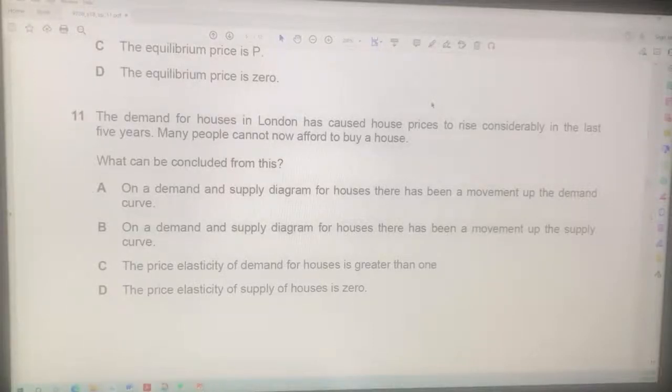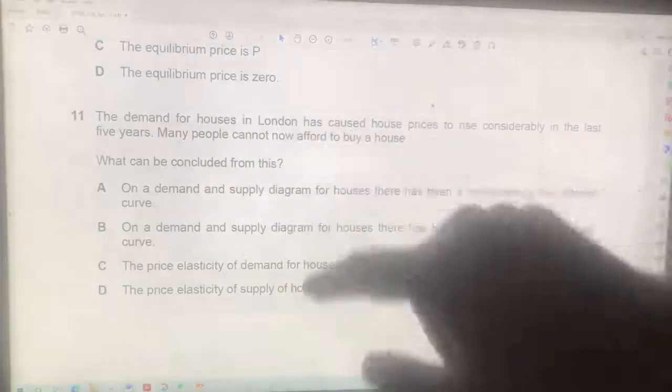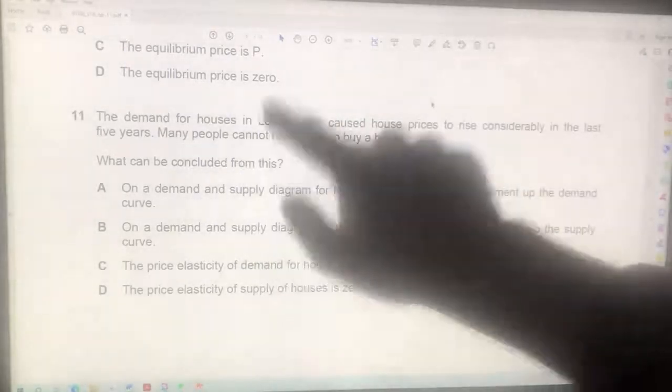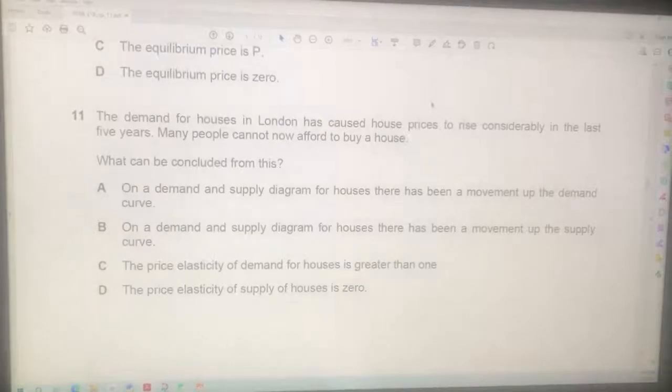Question 11 says, the demand for houses in London has caused house prices to rise considerably in the last 5 years. Many people cannot now afford to buy a house. So house prices rose because demand increased. So what can be concluded from this? What is the result? Let's see.